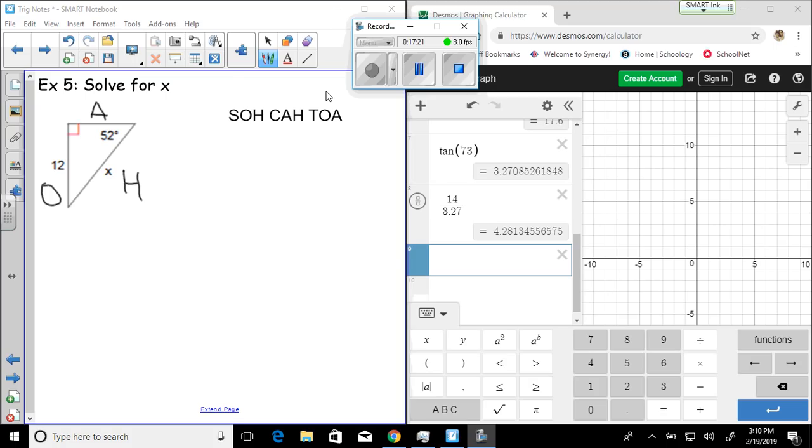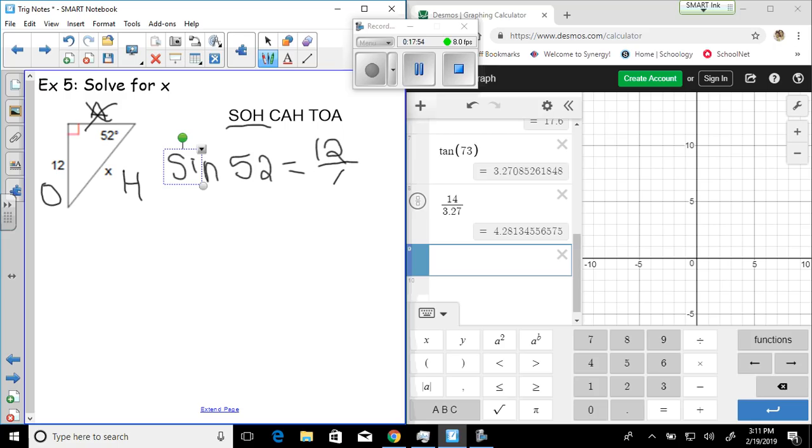Alright, so now in example 5, we're looking for x. I went ahead and labeled our opposite, adjacent, and hypotenuse. And so we have information on the opposite, we have information on the hypotenuse, and we have nothing on the adjacent. So we're going to ignore that. So now we're concerned with opposite and hypotenuse, and that is sine. So we're going to go ahead and set up our ratio. The sine of the angle, which is 52 degrees, is equal to the opposite, which is 12, over the hypotenuse, which is x.